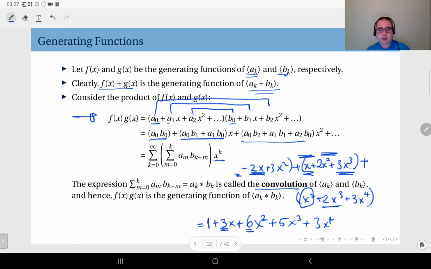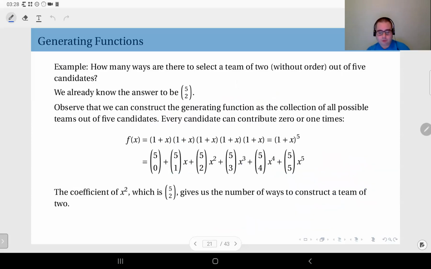The coefficient of x to power k is in fact equal to the convolution of the sequences a k and b k up to value k. So this is a general rule when we deal with generating functions. Convolution in the sequence domain corresponds to multiplication in the generating function domain. So this is useful in a lot of situations. And here at this point, we can do an example.